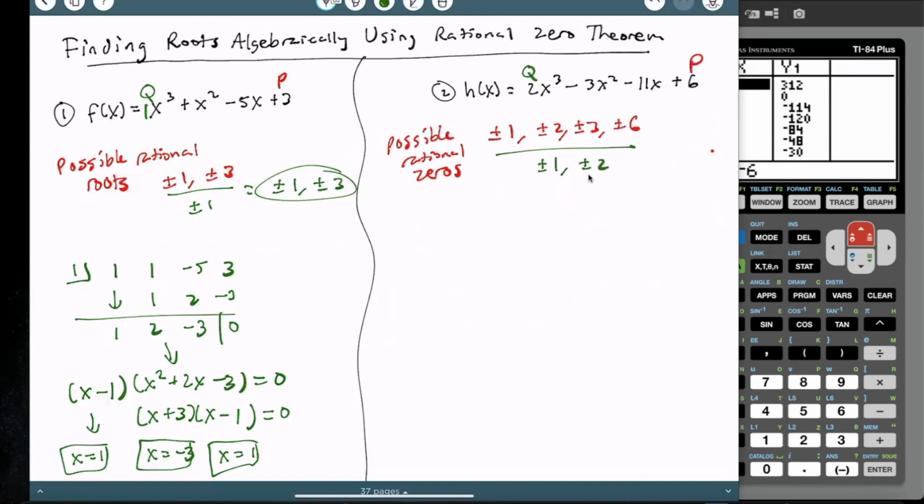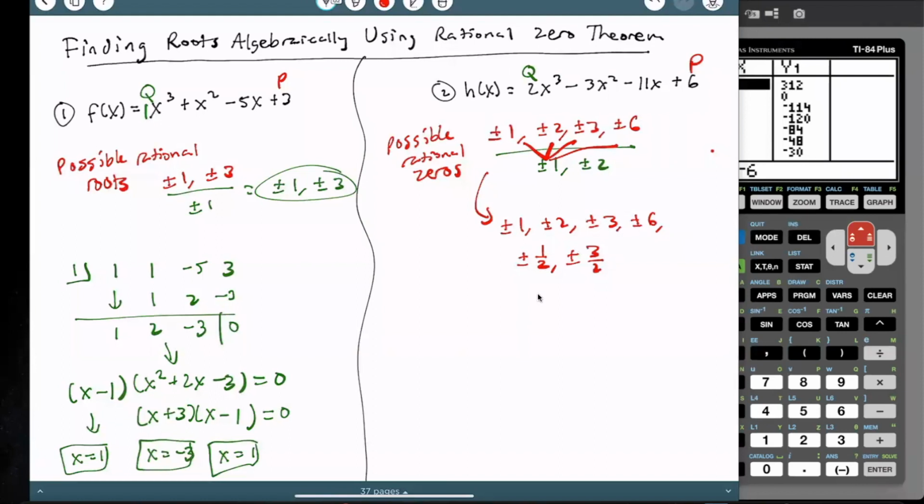Just like the one we did before, if I divide these all by 1, I'm just going to get the same thing, so I'm going to list those out. If I divide each one by 2, 1 over 2, I have to add that to my list. 2 divided by 2 is 1, and we already have plus or minus 1 in our list, so I don't need to list it again. 3 over 2, I need to add to my list. And 6 divided by 2 is 3, which we already have in our list.